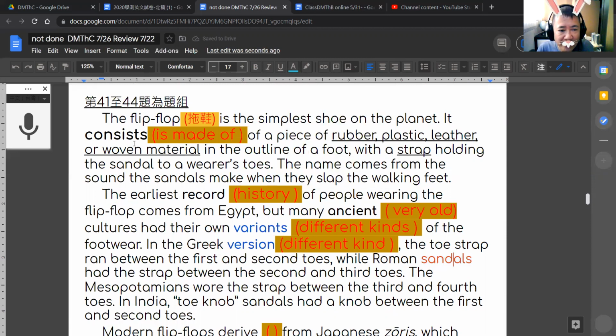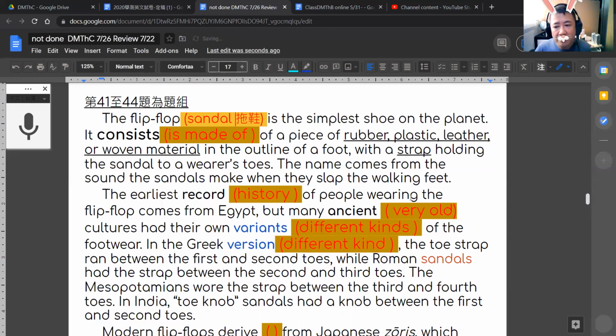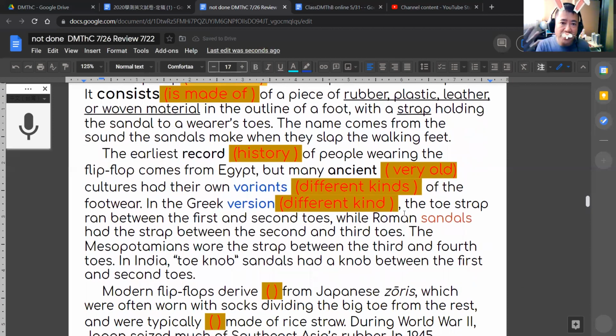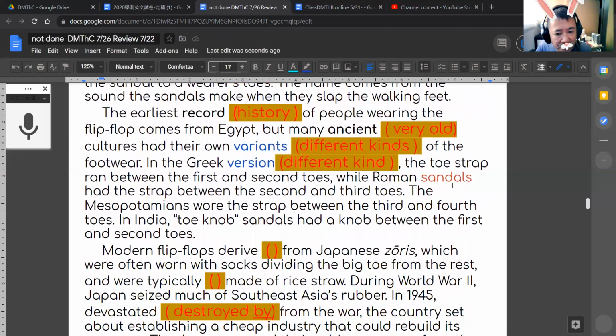Here they changed the name from flip-flops to sandals. In other words, we know from here, see, sandals, flip-flop. So we know that they are 同义字. So flip-flops are sandals. Okay? S-A-N-D-A-L-S. Okay, good. All right. They changed the name from flip-flop to sandal, which I'm glad because flip-flop is hard to say. Sandals easier. Okay? All right, remember that. Okay? Right? So there are many different kinds, variants, and versions. Okay?